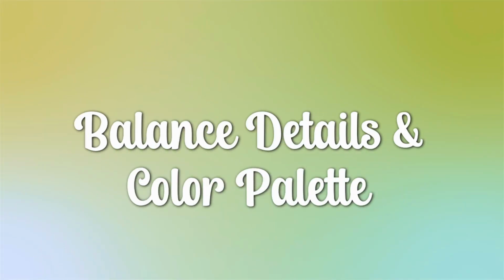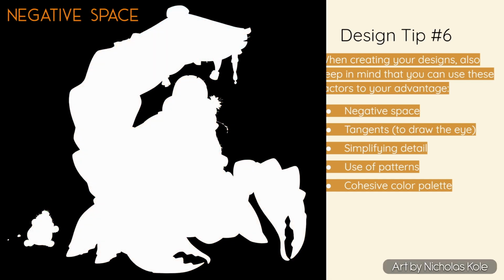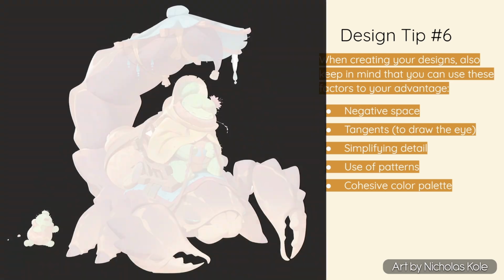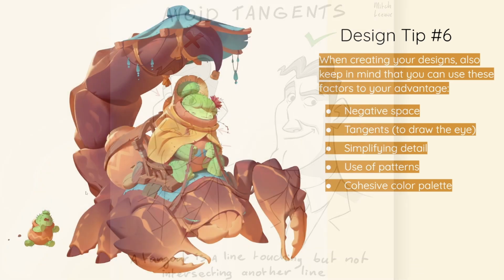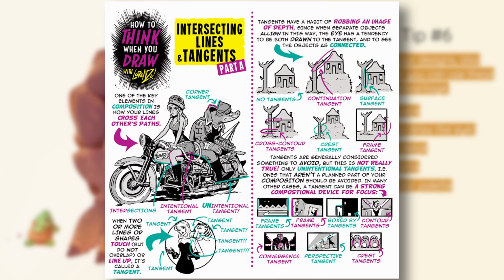Then we have, when creating your designs, also keep in mind that you can use these factors to your advantage. That's negative space, which is all the area around the character. It creates this really nice silhouette. Another thing is tangents to draw the eye. Most of the time you want to avoid tangents, but sometimes they can benefit if you want to have a bunch of leading lines into a focal point. But most of the time tangents flatten out the image, so most of the time I would avoid tangents.